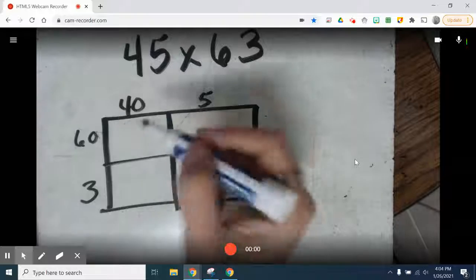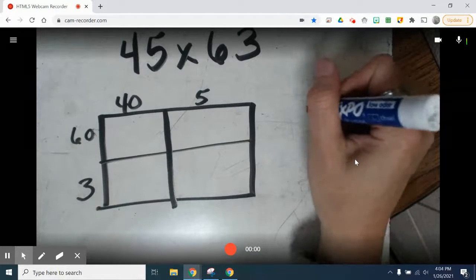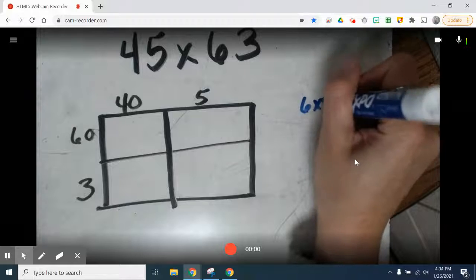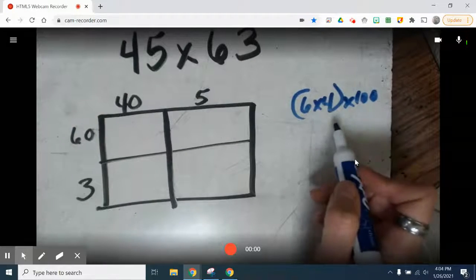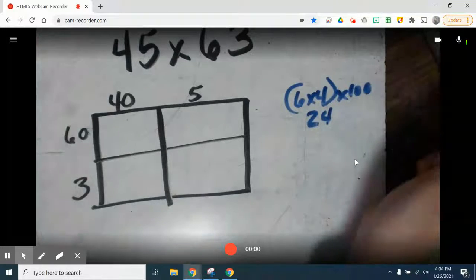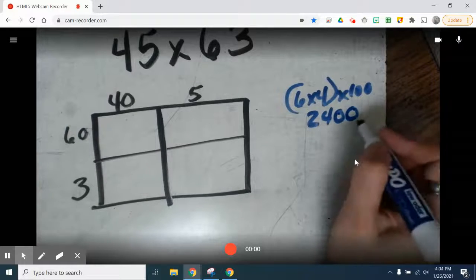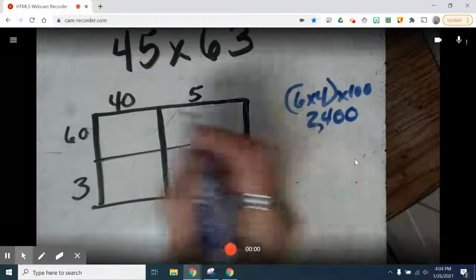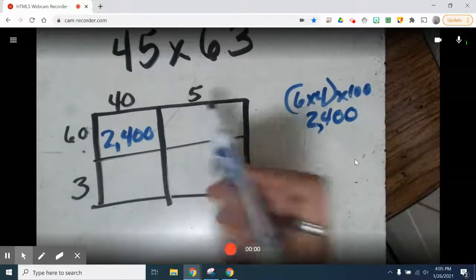So 6 and 4, so 60 times 40. Thinking about the notation we talked about today, we could do 6 times 4 times 100. We know 6 times 4 is 24 times 100. Any number times 100 is that number with two zeros on the end. So 24 and two zeros on the end, so 2,400.